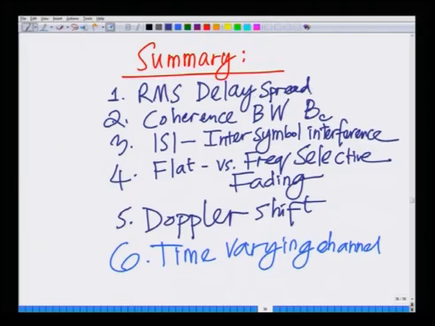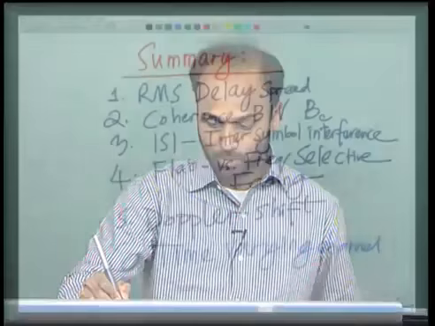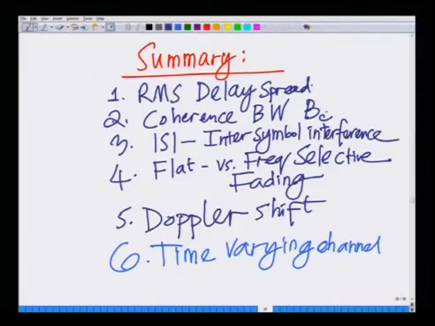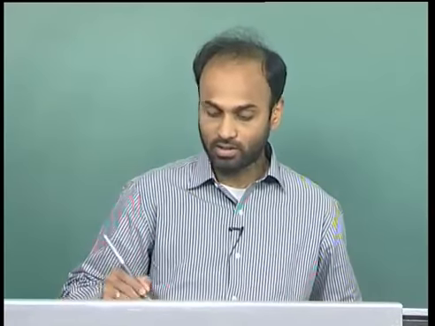These topics included characterizing the wireless channel, namely with parameters such as RMS delay spread, the coherence bandwidth BC of the channel, ISI or the intersymbol interference, flat versus frequency selective fading wireless channels, and the Doppler shift of a wireless channel, which results in a time varying wireless channel. Remember, we said that mobility or the Doppler shift results in a time varying wireless channel.